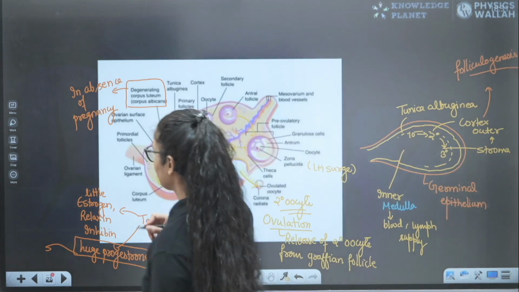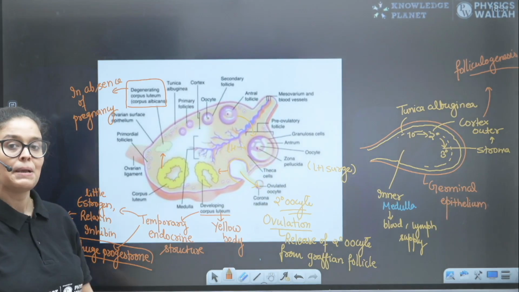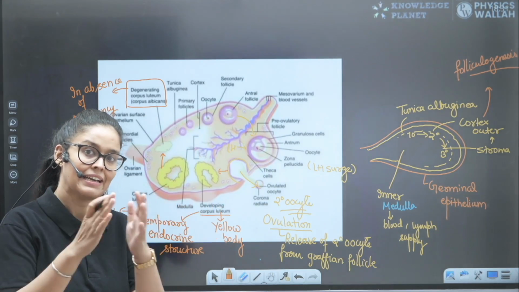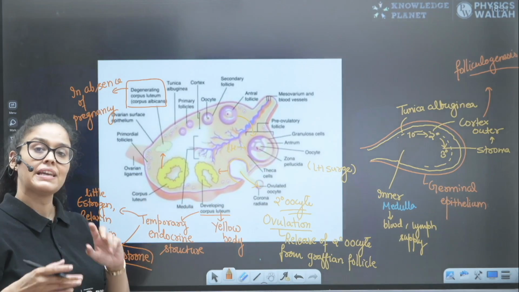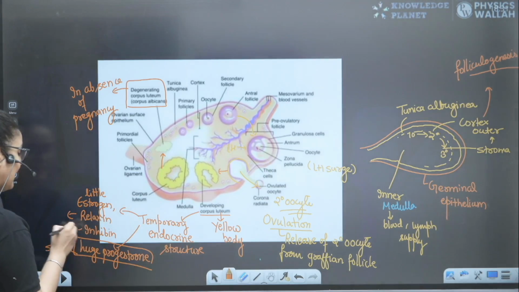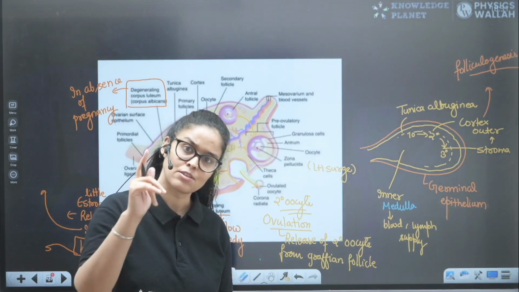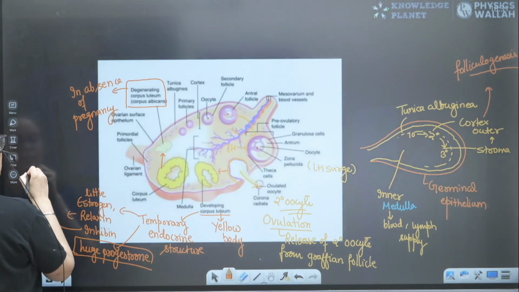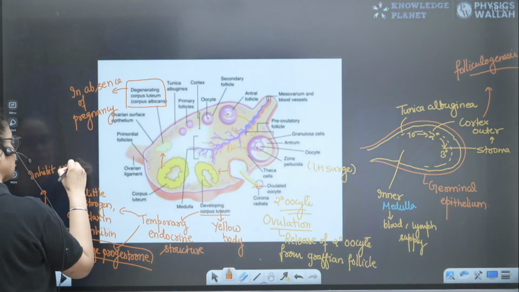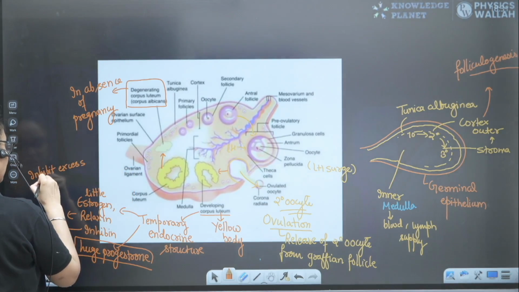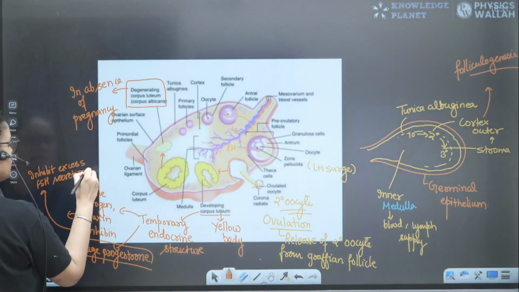and all, right? So what is the purpose of inhibin? What is the purpose of relaxin during pregnancy? It will relax the cervix region for parturition, right? Inhibin will inhibit the excess FSH. So wherever you see inhibin, it has only one purpose: it will inhibit excess secretion of FSH, right? That's all about this.